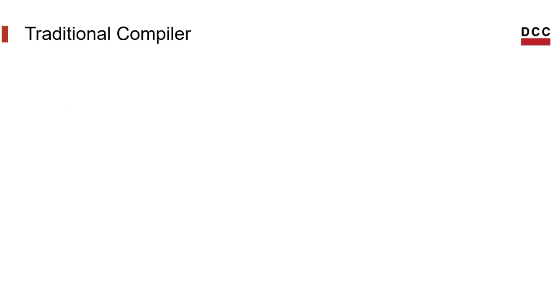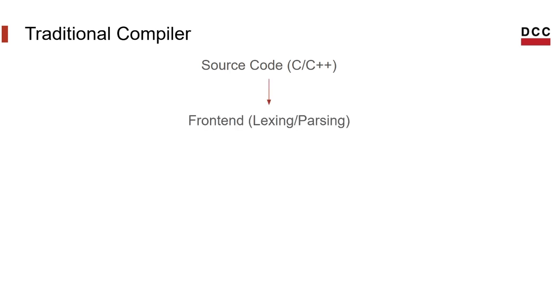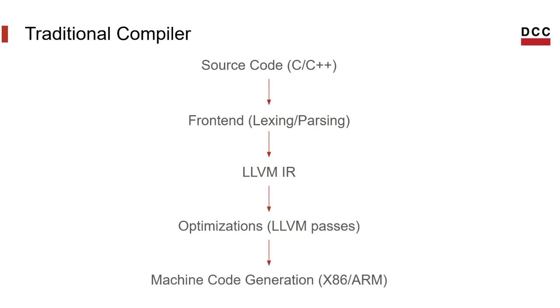But what exactly is the pipeline of a traditional compiler? We start with the source code, for example in this case C or C++. Then we have a front end, where the compiler will check the source code for syntactic and semantic errors. It receives as input the source code and outputs an intermediate representation. This IR in this case would be LLVM IR. Using it, we can run the optimizations, that is, through the LLVM passes. At the end, we can generate machine code for x86, ARM, or any other you may want.